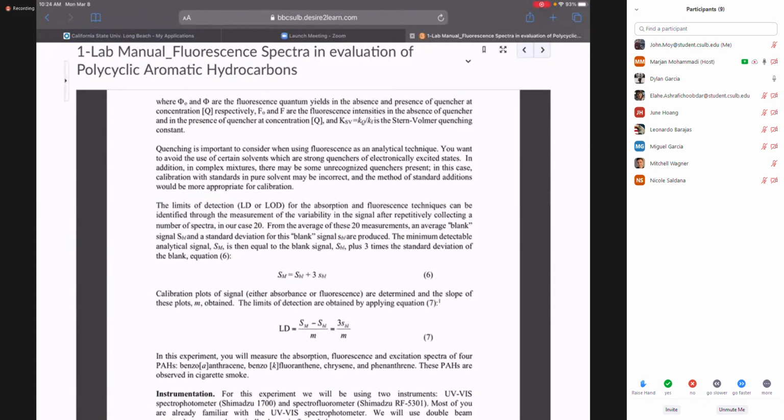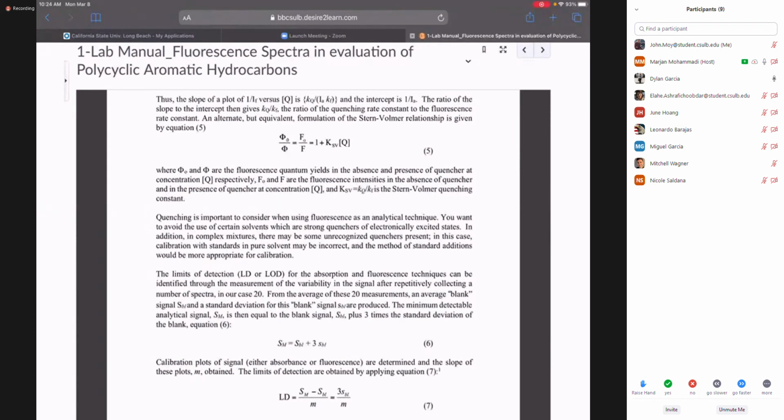Marjan, yes. If I'm not mistaken, the only time we're using every single PAH is for the UV part and showing the relationship of fluorescence intensity versus concentration, because the rest of the experiment just focuses on the Stern-Volmer and the fluorescence spectra. It only asks for benzoanthracene. Absolutely right. So it's only UV-Vis that we're using for each one. Yeah, exactly.